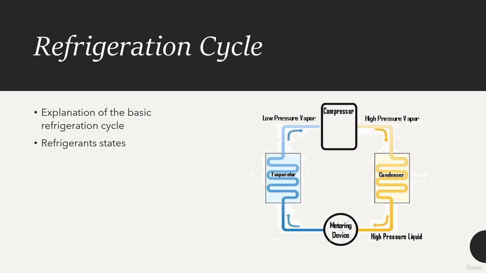The fourth area is evaporation. The now cooled low-pressure refrigerant enters the evaporator. In the evaporator, the refrigerant absorbs heat from the area or substance being cooled, causing it to evaporate and turn into a low-pressure vapor. After that, it returns to the compressor, where the cycle begins all over again.